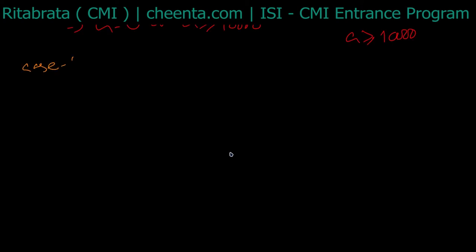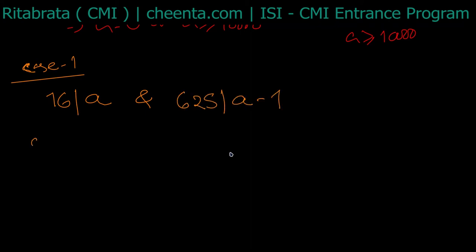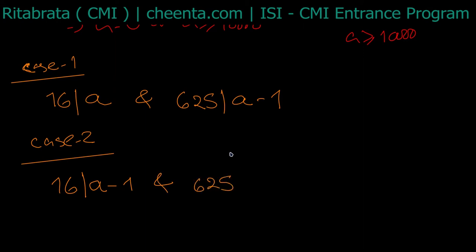So we have only two possible cases. Case 1: 16 divides a. So we know that 625 doesn't divide a, so 625 divides a minus 1. And case 2, the opposite thing: 16 divides a minus 1 and 625 divides a. So let's count the number of solutions a such that case 1 and case 2 hold.